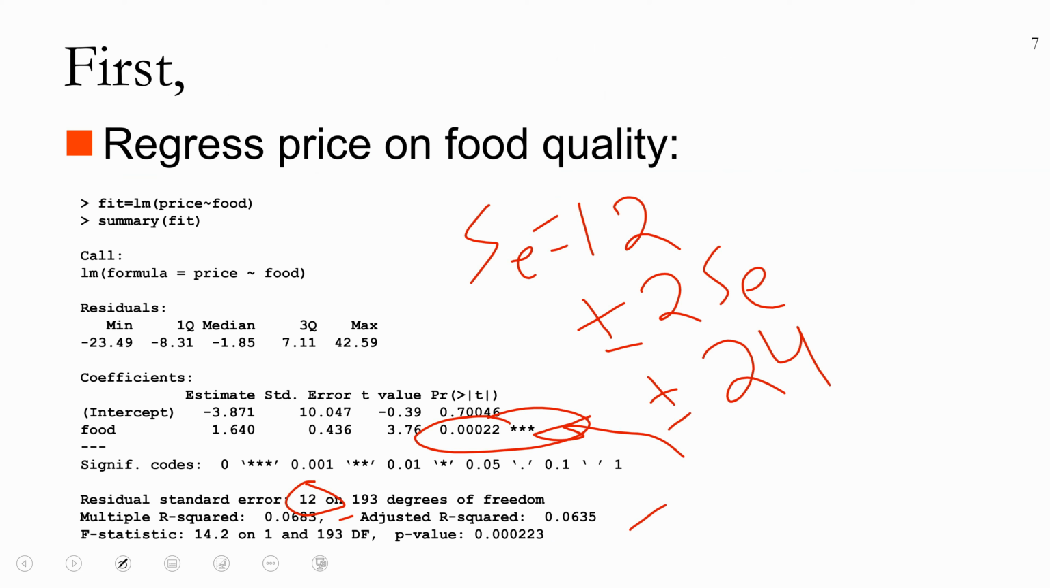This says you really need food in the model. There is a relationship between food and price. And this says for each additional food score, as food goes up by 1 unit, the price of the meal goes up by $1.64. But there really is a positive relationship between food and price. But look at the R squared and look at how big this is. There is a relationship, but it's not that good.